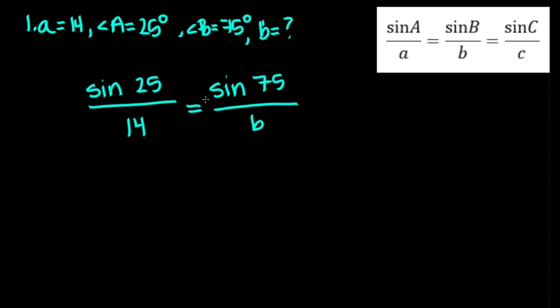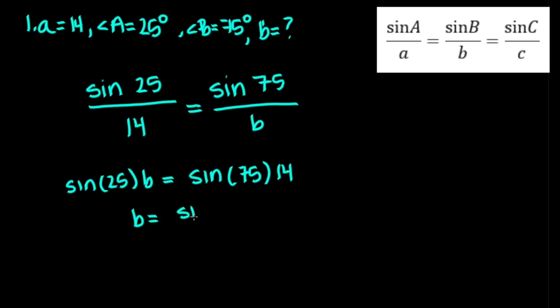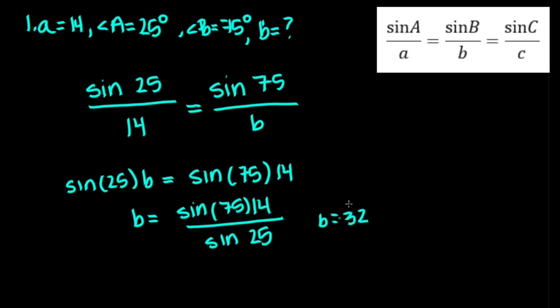Now we need to cross multiply and enter these values into our calculator. So the sine of 25 times B equals the sine of 75 times 14. So B equals the sine of 75 times 14 divided by the sine of 25. We are going to enter this equation into our calculator, and our answer comes out to B equaling 32. So 32 is our final answer.